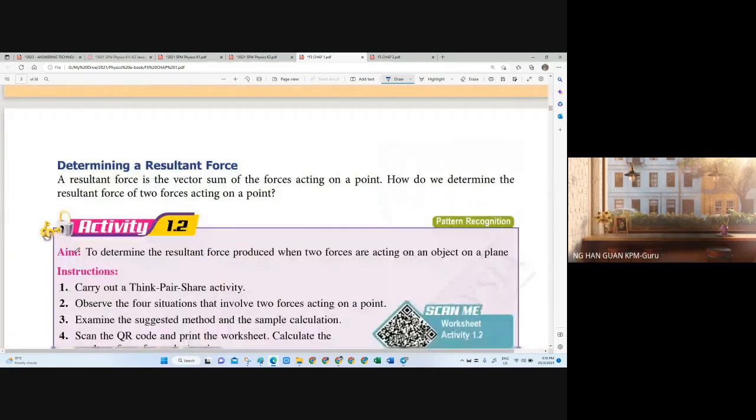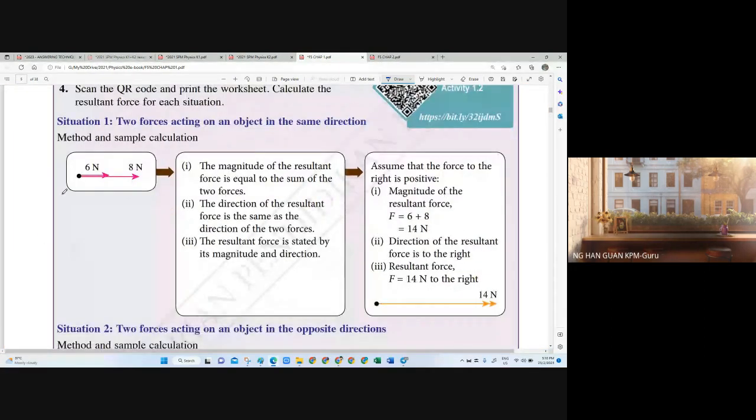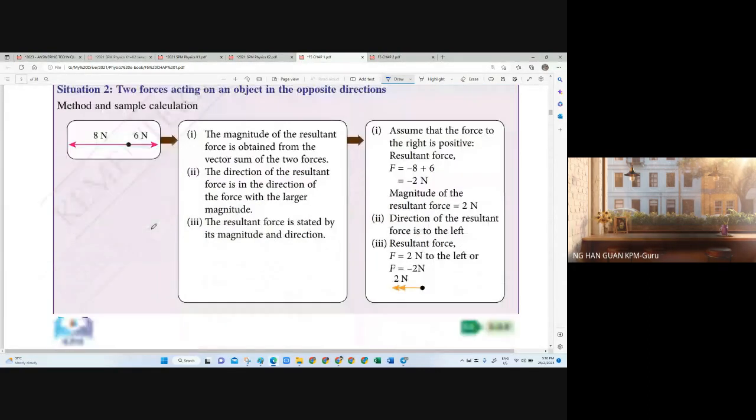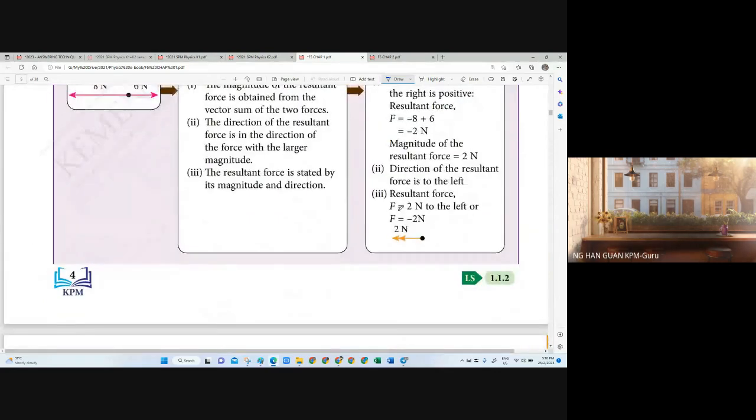Okay, and then this is the most basic one. When the forces are in the same direction, we just total them up, as given here. And obviously, when they are opposite, just subtract, and then determine the direction.